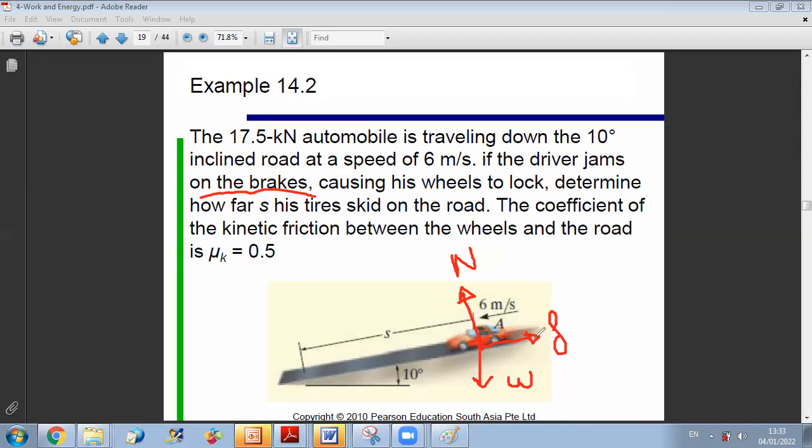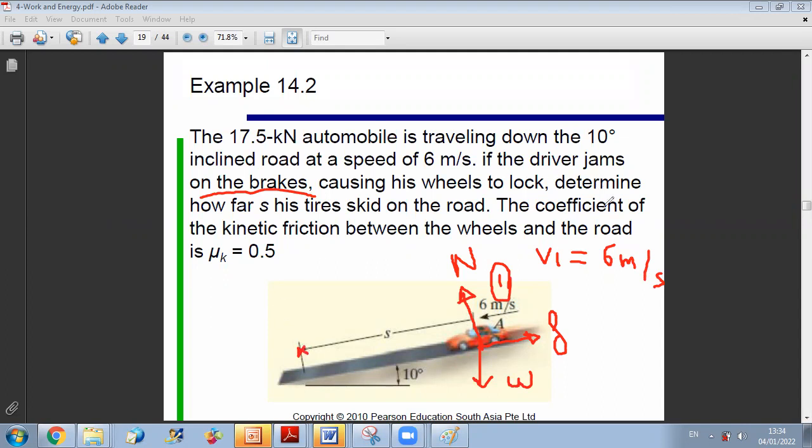Now, these are the forces acting on your car. What do you know about your car? You know its initial velocity. So this is state 1. You know that at state 1, the velocity of the car was 6 meters per second. And now you put the brakes on. So you will start to decelerate. The velocity will decrease until a certain location where the velocity will become 0.